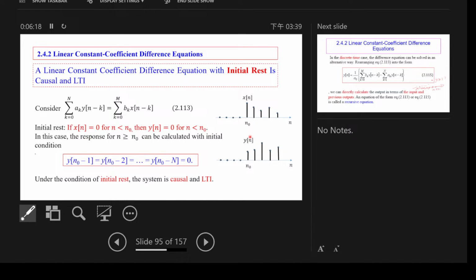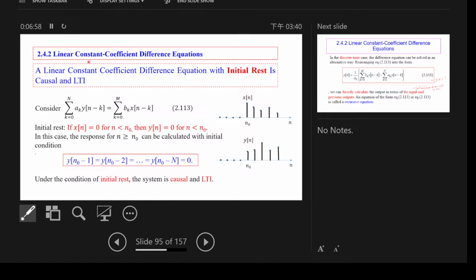And what we really need to solve for those things after n0 is that big N of those points are 0. So you need y of n0 minus 1 equals 0, so this point is 0, and y of n0 minus 2 equals 0, etc. So you need the previous big N points equal to 0. And if you have those, then you can solve y of n, and I will not prove it again, but I think it's pretty straightforward to show that the system will be causal and linear time-invariant. Okay, and this is the system we consider for now.